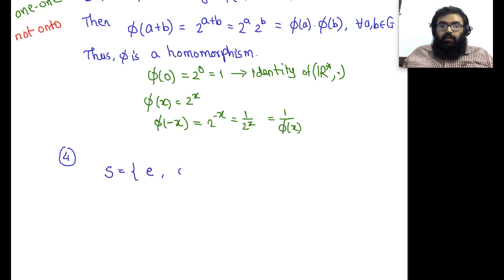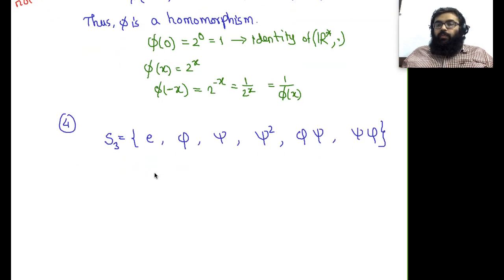So e, phi, psi, psi square, phi psi and psi phi. This is the S3 group we know. Phi is an element of order 2, and psi and psi square are elements of order 3. We have seen this in detail earlier.